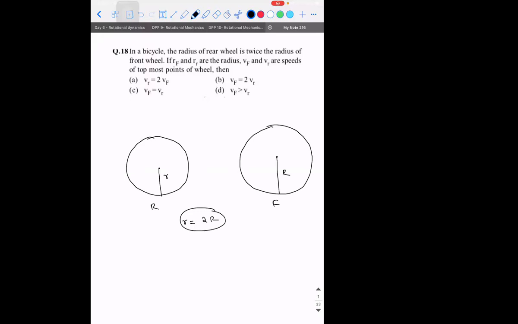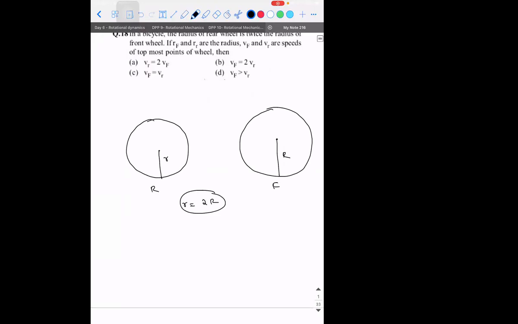So 2 times capital R. Similarly, VF and VR are the speeds of the topmost points of the wheel. Then what is the relation between all that? So we can equate the angular velocities. Okay. See, tell me one thing. Stevenson, can you come close to the mic? You're saying we can equate the angular speed, right? Why are you saying that? Because the bicycle will move with the same angle.